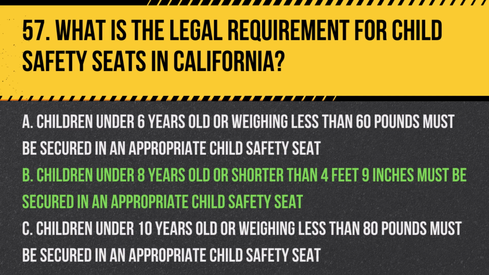Children under 8 years old or shorter than 4 feet 9 inches must be secured in an appropriate child safety seat. In California, children under 8 years old or shorter than 4 feet 9 inches must be secured in an appropriate child safety seat while riding in a motor vehicle.